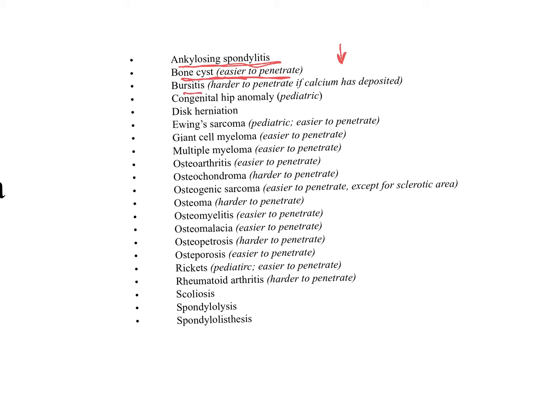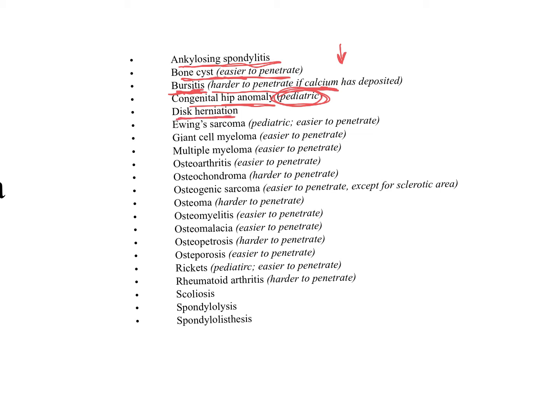Next one up is bursitis. We see the itis there, meaning we have inflammation of the bursa. This is harder to penetrate if calcium has deposited. And we're going to take a look at an x-ray of bursitis here in a moment. Congenital hip anomaly. It's important to remember that it is a pediatric condition, and it's an anomaly of the hip, at the hip joints.